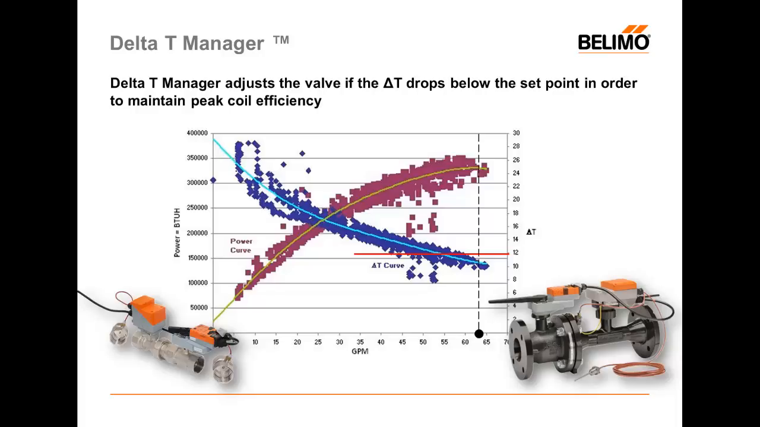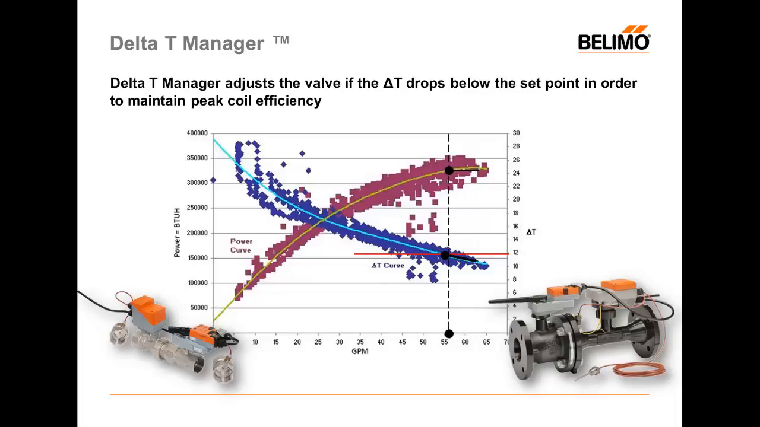Let's take an example here. Suppose the valve is flowing 64 gallons a minute, and at this rate, we're achieving a very high amount of BTUs relative to the performance of the coil, but we're also creating a low Delta T when we do that. We can see at this point, the Delta T is just above 10 degrees Fahrenheit, and we're creating about 325,000 BTUs. With Delta T manager in place, we will restrict the flow through that valve.